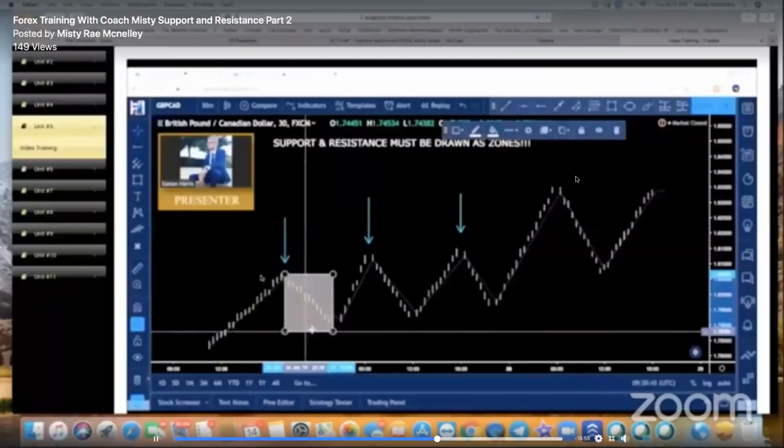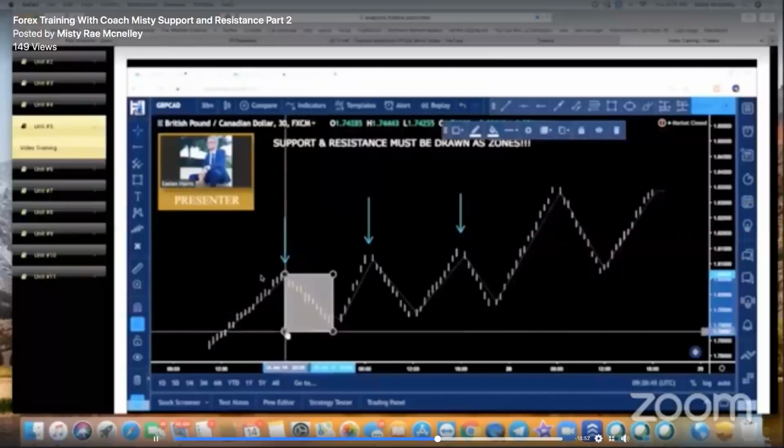We need to figure out what caused this reaction in the market. At what point within the market caused this bearish reaction? And we need the very beginning of that move. We need the very edge.